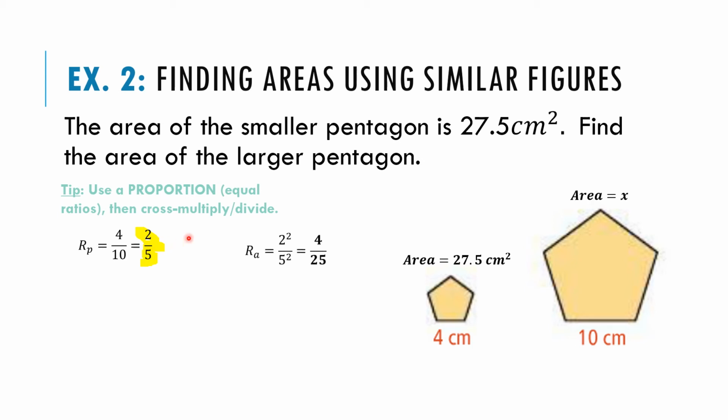And then to find the ratio of the areas, because we are trying to find area, I want to find the ratio of the areas. The ratio of the areas is 4/25, because I just squared those 2 numbers.